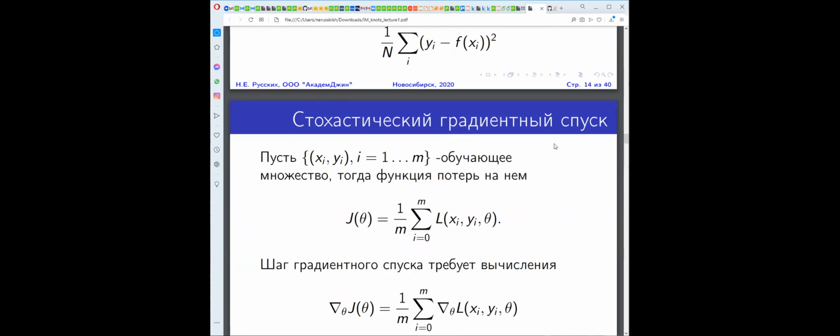Да, на самом деле примерно так происходит, как вы говорите. Просто перемешиваем все примеры, а потом подряд их обходим. Один такой обход обучающего множества называется эпоха. То есть, когда мы мини-батчами исчерпали наше обучающее множество, это называется эпоха.